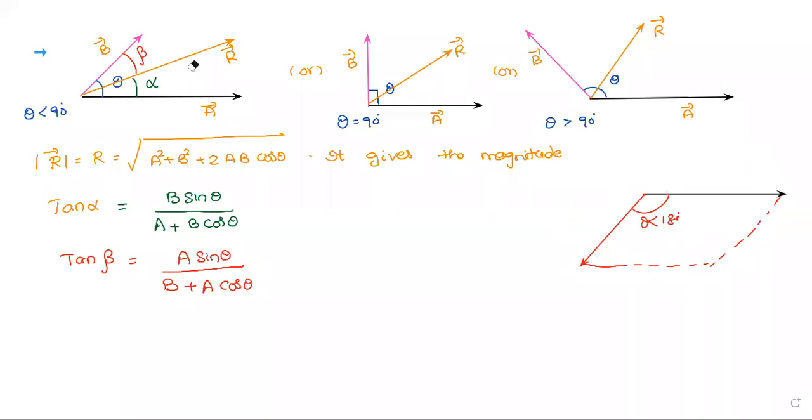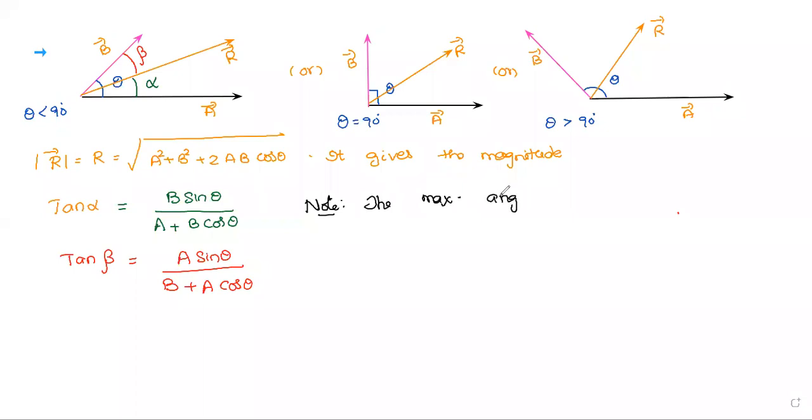So I had better write this to clarify your doubt, otherwise some other students may get the same doubt. So I write here under note: the maximum angle between the given two vectors.